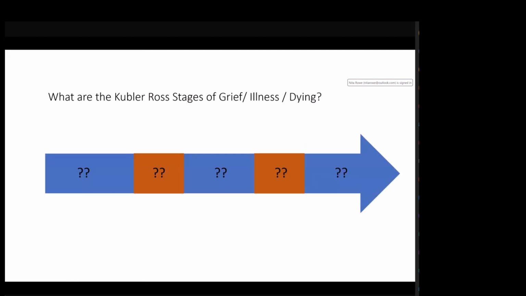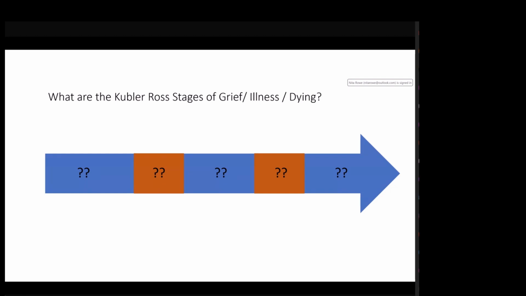Okay, Kubler-Ross. What's the first stage? First stage. Yeah, check. Oh my goodness. First stage. Okay, guys, weigh in. Very good. Second stage. Okay. Third stage. Okay. Fourth. Good. And fifth.